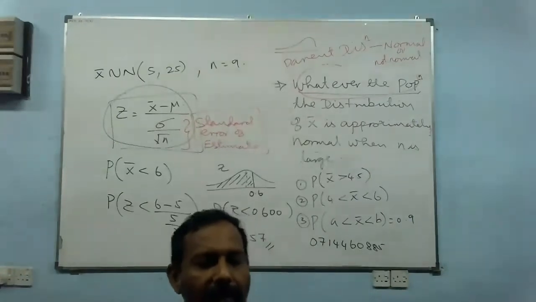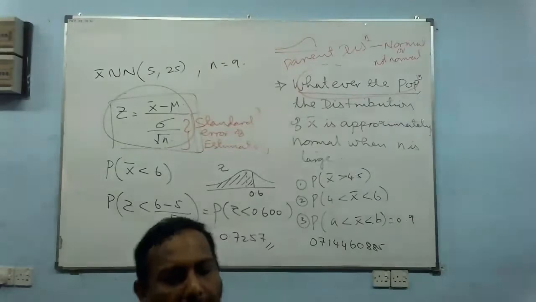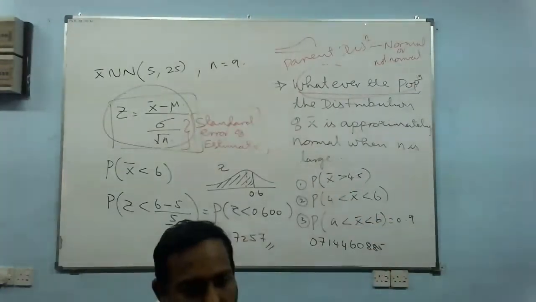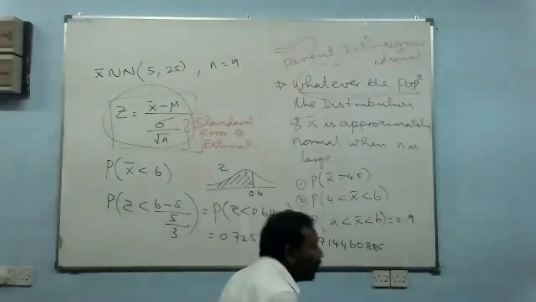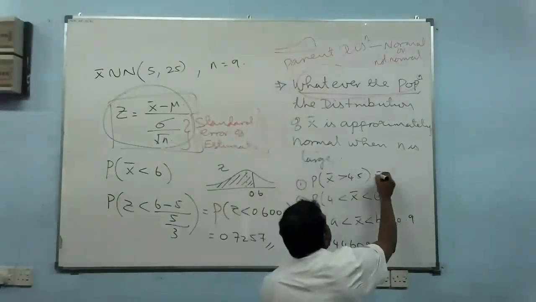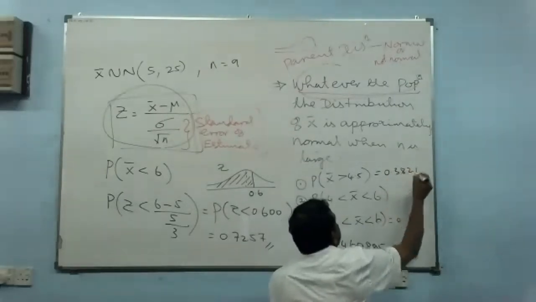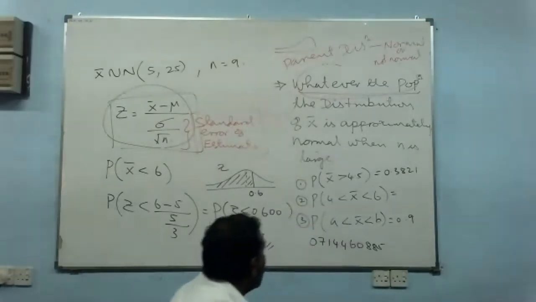Can you try these three? What is the answer for the first three questions on the right side of the board? First one, 0.3821. Once again, 0.3821. Right. Anyone got the answer for that one?